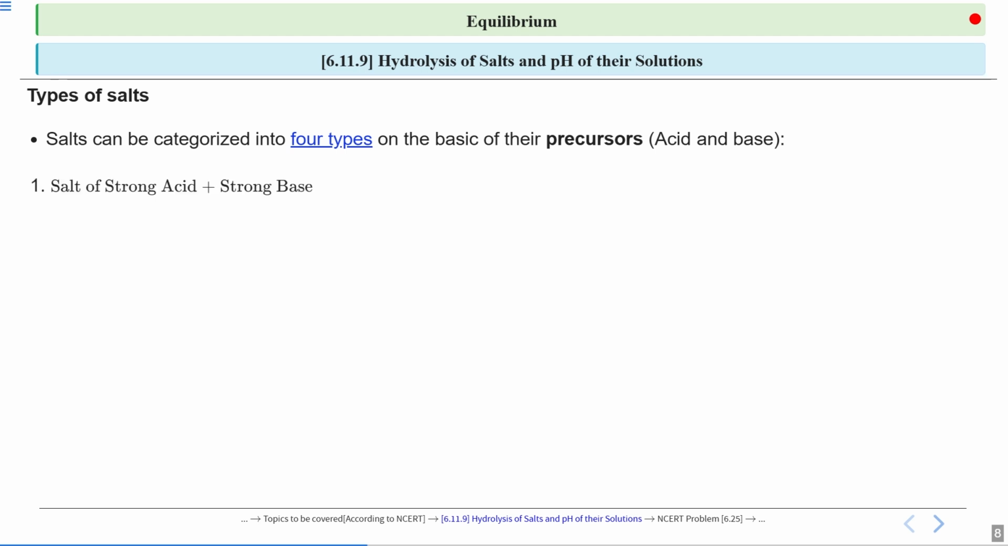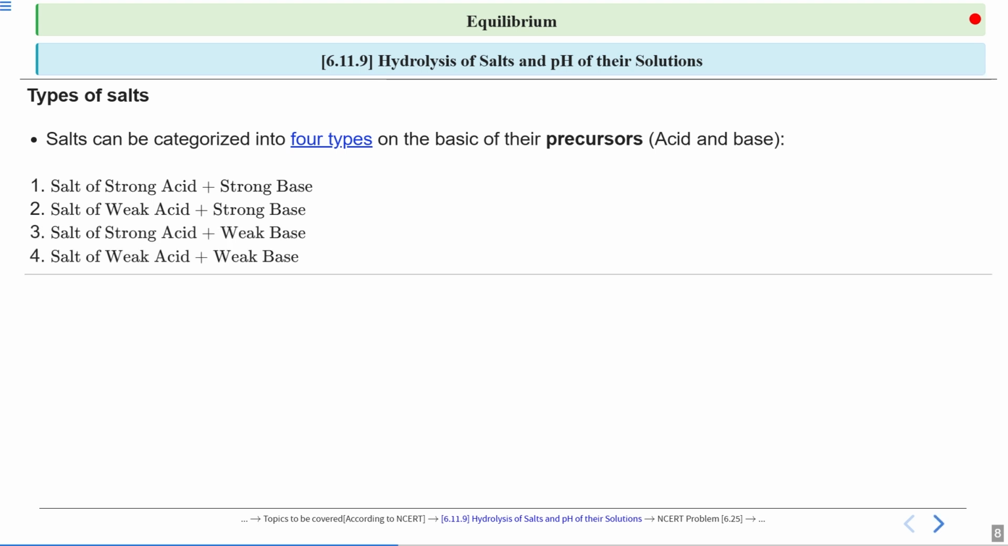What are those? First is a salt of a strong acid and strong base. Second is a salt of a weak acid and strong base. Then we have a salt of a strong acid and weak base. And lastly, we have the salt of a weak acid plus weak base. So these are the 4 conditions you can imagine by changing the combination of strong and weak according to the base and acid respectively.